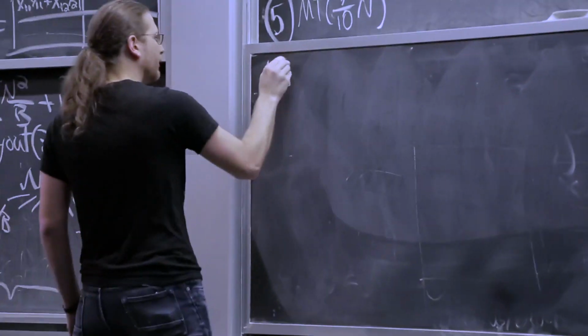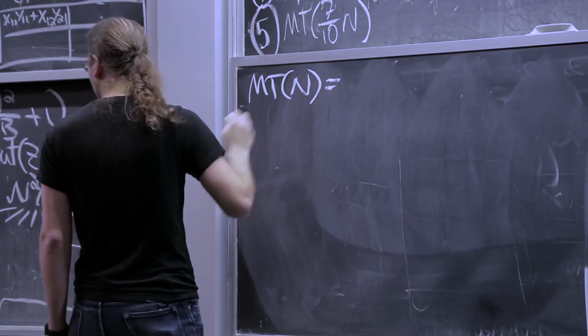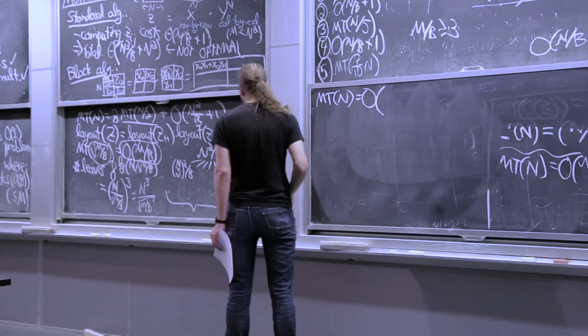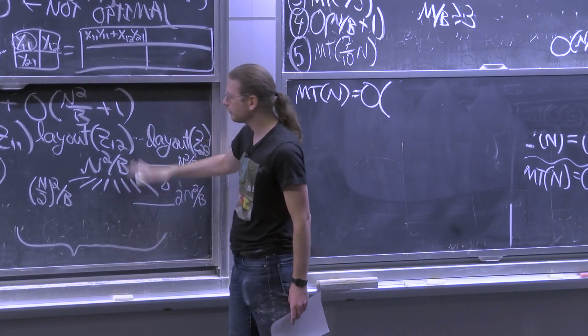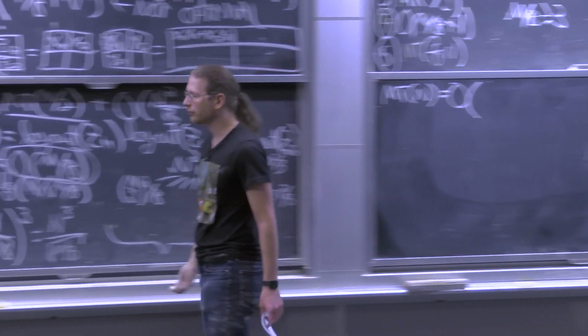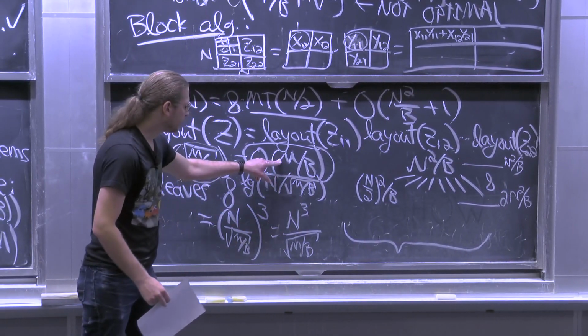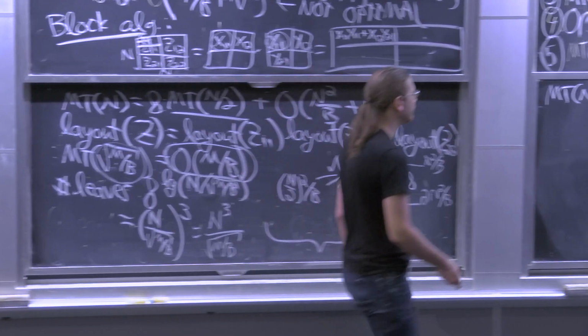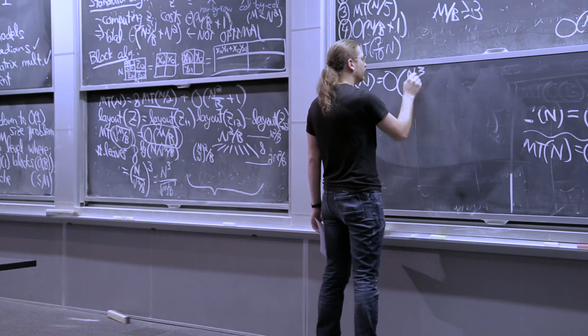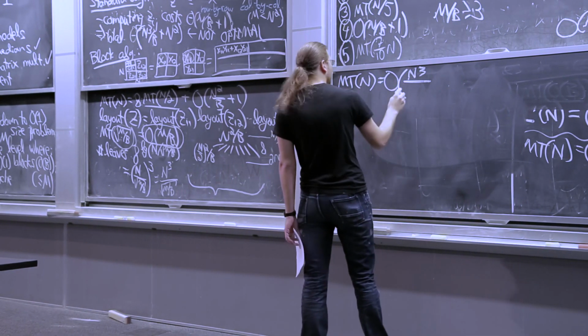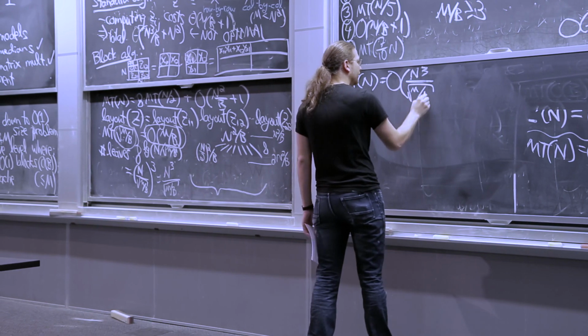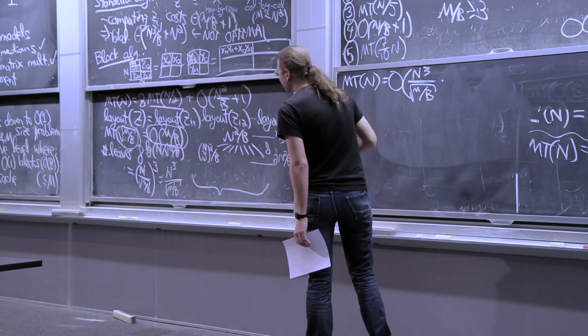So M_T of n is going to be big O, because we're taking the leaf level, but there's some other things. That's just going to lose us a factor of 2. We have this thing divided, multiplied by this thing. So we've got n cubed over square root of m over b times m over b.